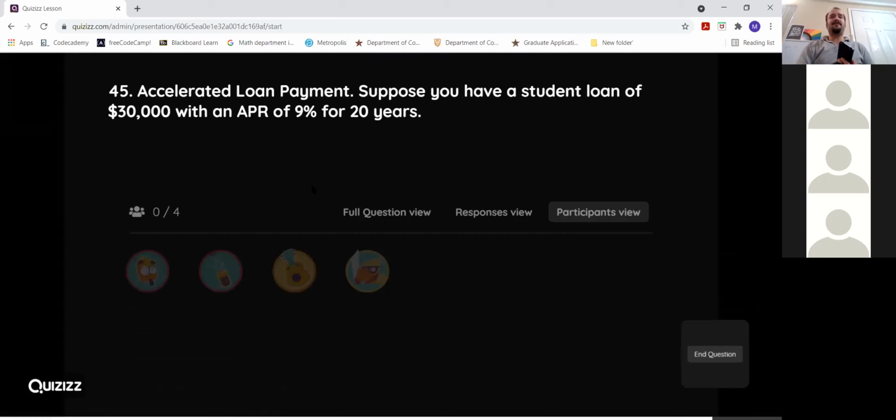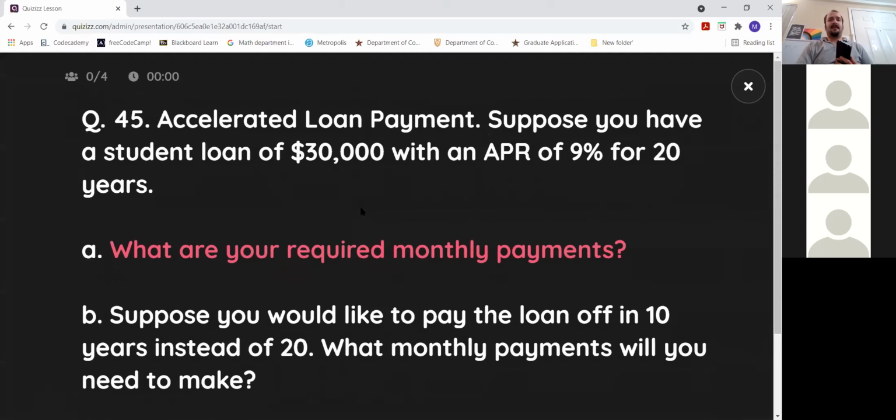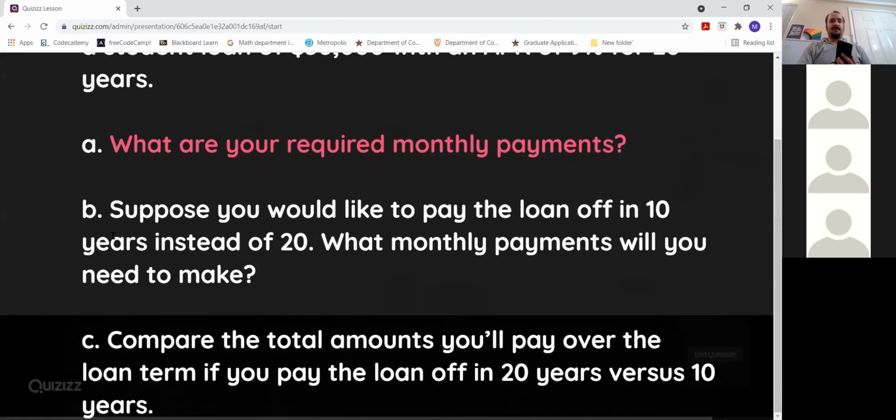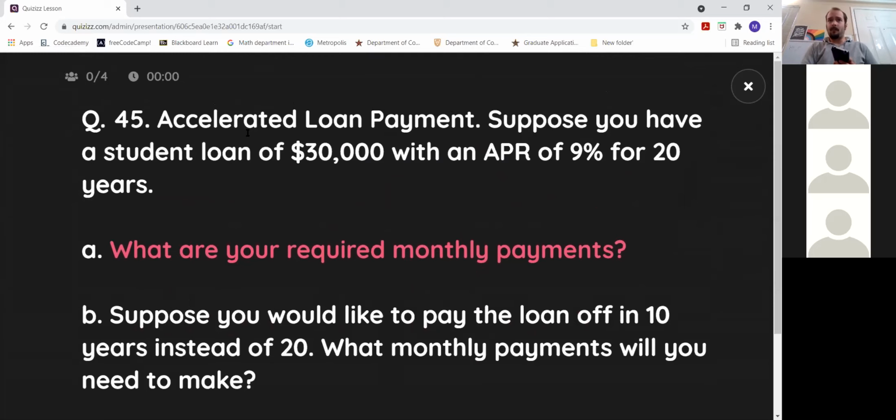Accelerated loan payment. Suppose you have a student loan with APR of 2%. What are your required monthly payments? Suppose you'd like to pay the loan off in 10 years instead of 20. What would your payments be then? And then we're going to compare the payments. So we're going to take this loan and fill it into the formula, just like we've been doing with the rest.